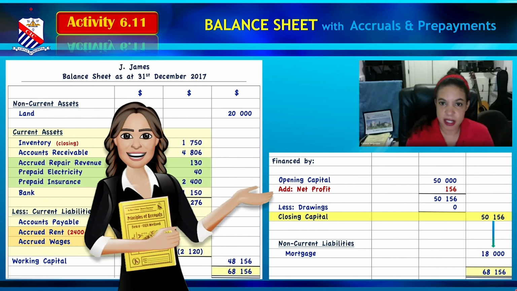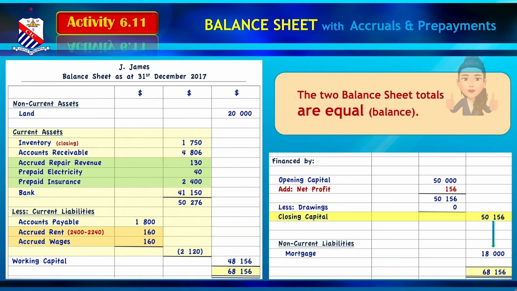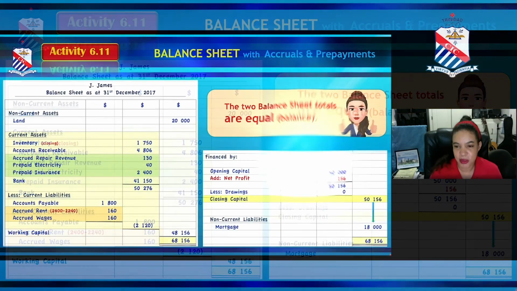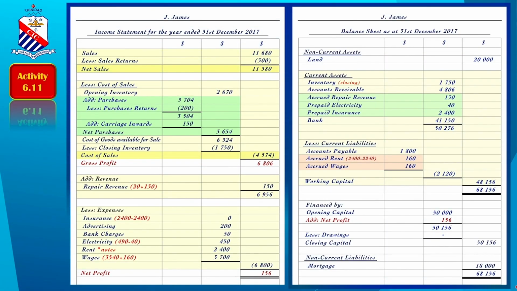Then the second part is extremely easy. With your opening capital, add your net profit from your income statement, less your drawings, if any, and then add any non-current liabilities. Hopefully both totals equal. So the two totals were equal, and therefore it balanced and you're good to go. So for 6.1, these are your answers for both of your final accounts.